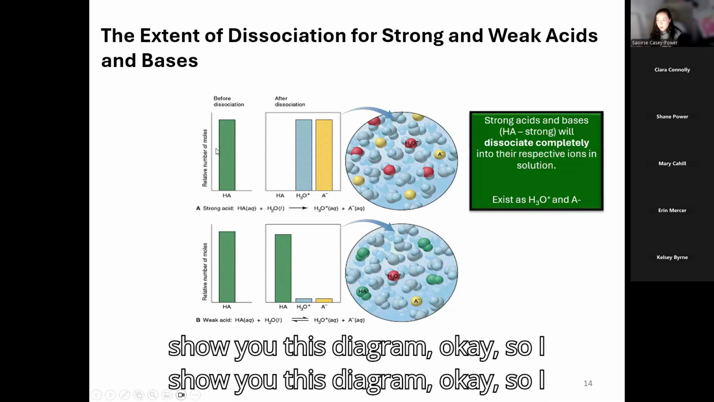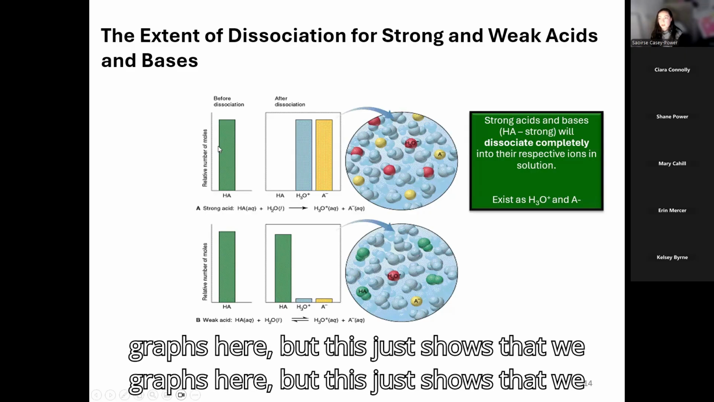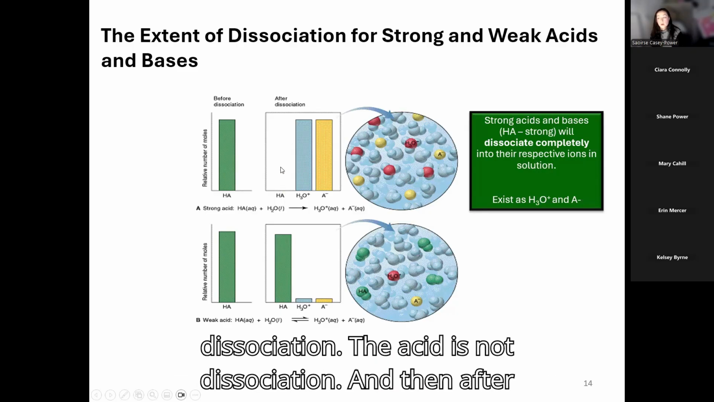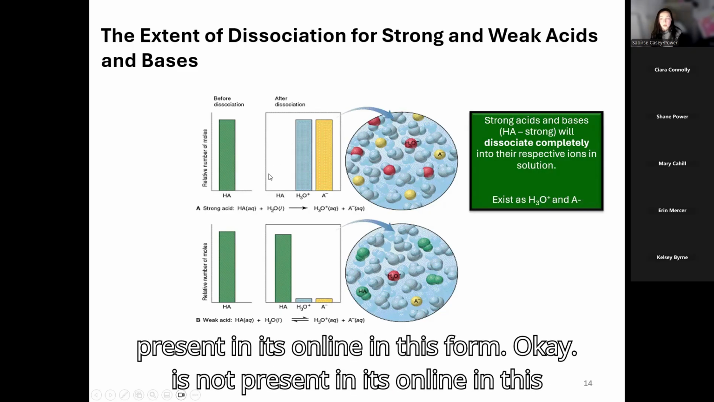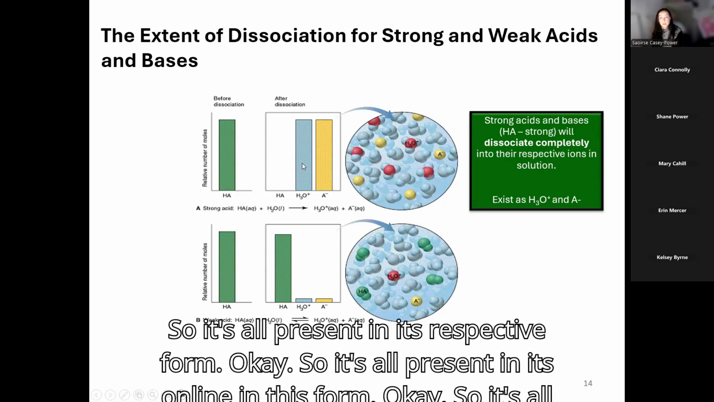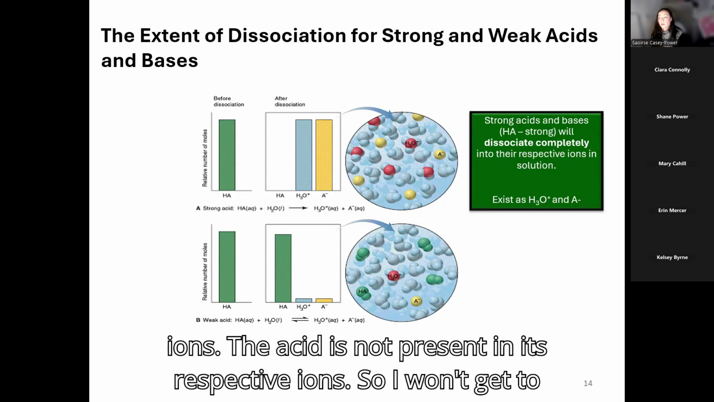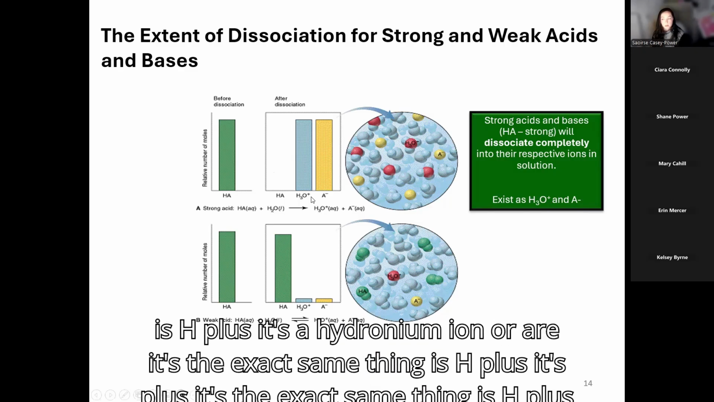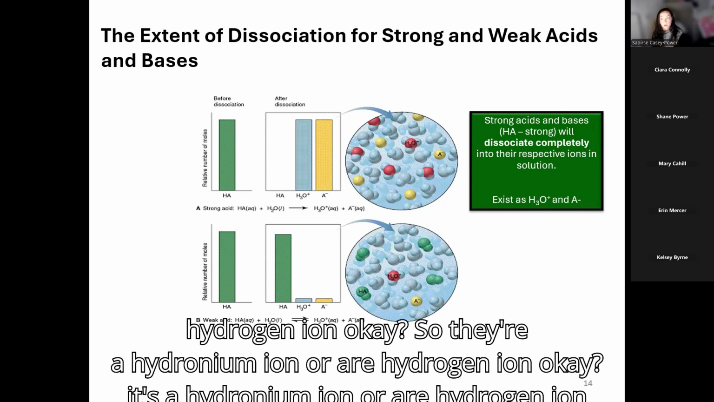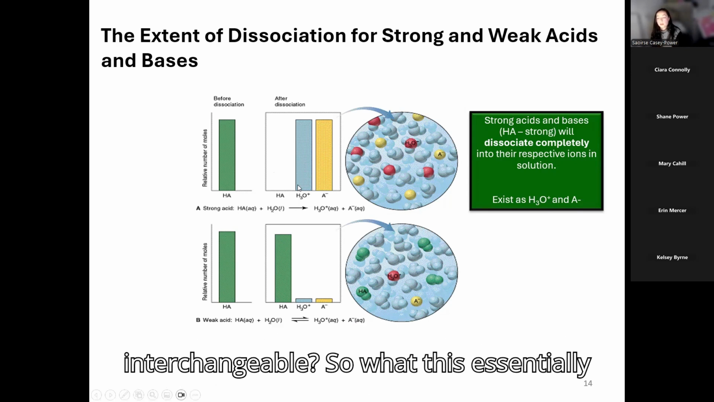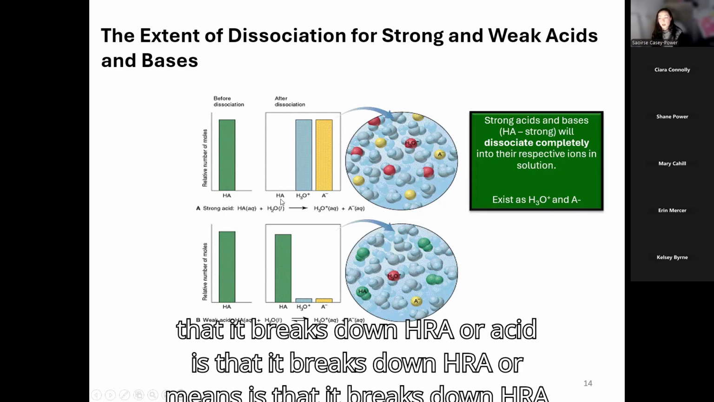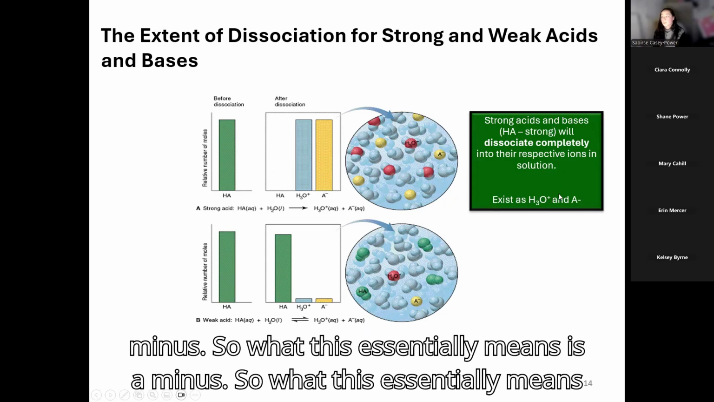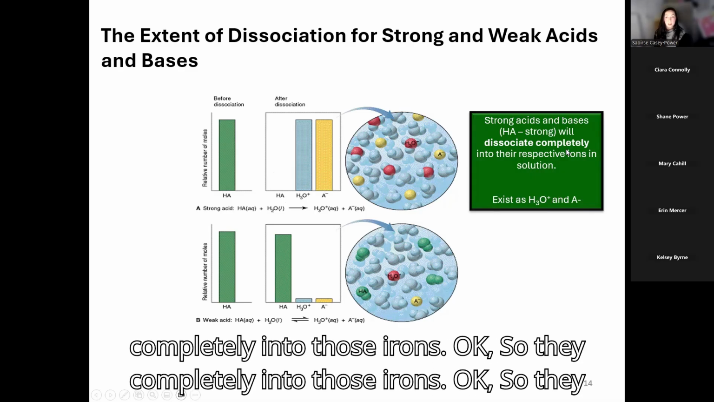So if I were to show you this diagram, I wouldn't worry too much about these graphs here, but this just shows that we have a strong acid here. And then after dissociation, the acid is not present in its unionized form. Okay, so it's all present in its respective ions. I wouldn't get too bogged down seeing H3O+. It's the exact same thing as H+. It's a hydronium ion or hydrogen ion. Okay, so they're interchangeable. So what this essentially means is that our HA, or acid, dissociates into H+ and A-, and we should see them dissociate completely into those ions.